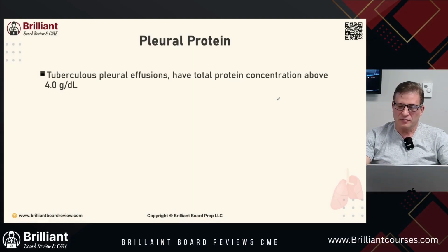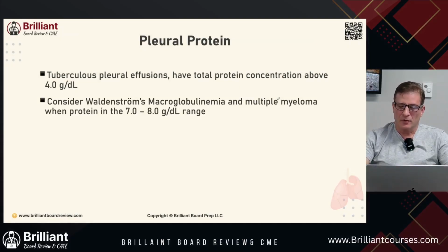Pleural protein. So if you have high pleural protein, you've pulled out that fluid, and TB can have this. Waldenstrom's macroglobulinemia and multiple myeloma can have it when the protein is in the 7 to 8 gram range. So these are diseases that can have high pleural protein.